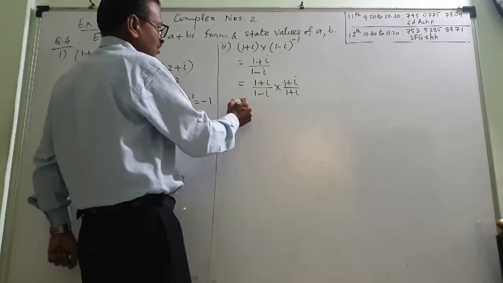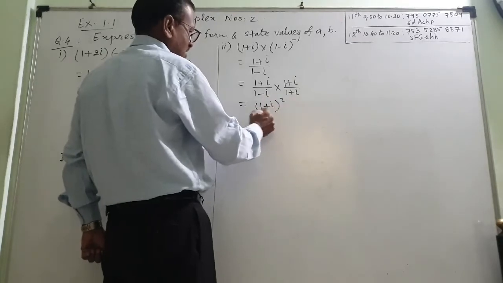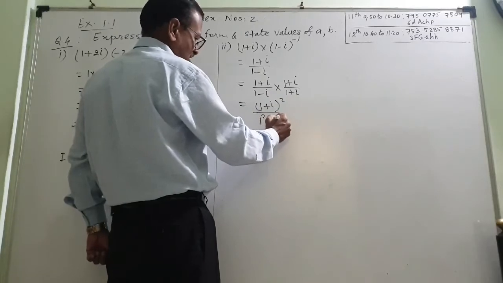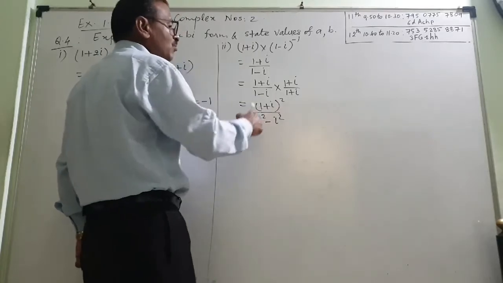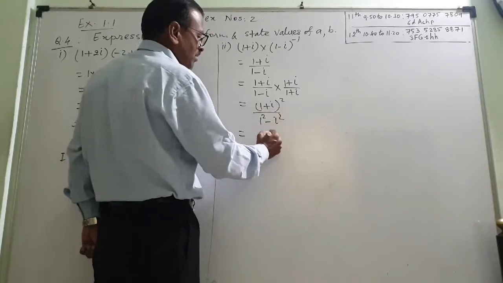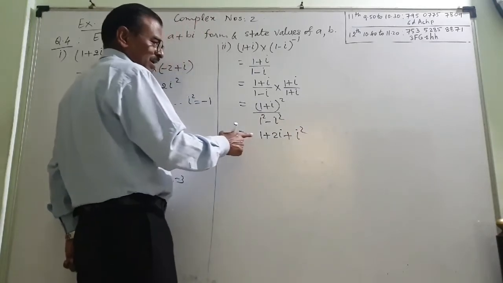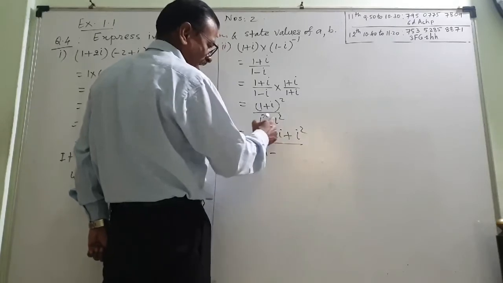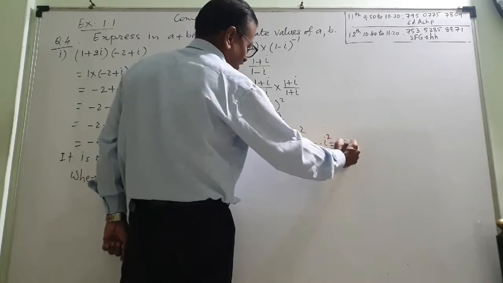Now this will be 1 plus i into 1 plus i, which is (1 plus i) square, upon, a minus b, a plus b, a square minus b square, here b is minus i, so 1 square minus i square. Now I will open the bracket: a plus b whole square is a square plus 2ab plus b square. So 1 plus 2i plus i square upon 1 minus i square. Here I will write i square equal to minus 1.